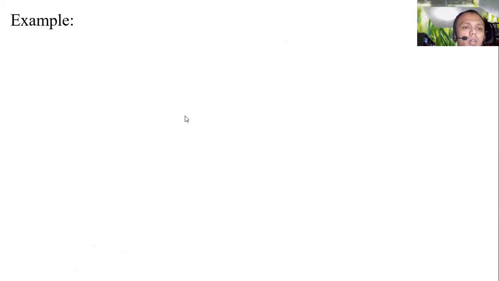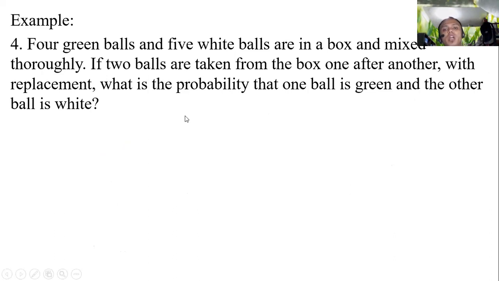Okay. Another one. 4 green balls and 5 white balls are in a box and mixed thoroughly. If 2 balls are taken from the box one after another with replacement, what is the probability that one ball is green and the other ball is white? Okay? Sabi dito, may replacement, ibig sabihin, independent yon, no?